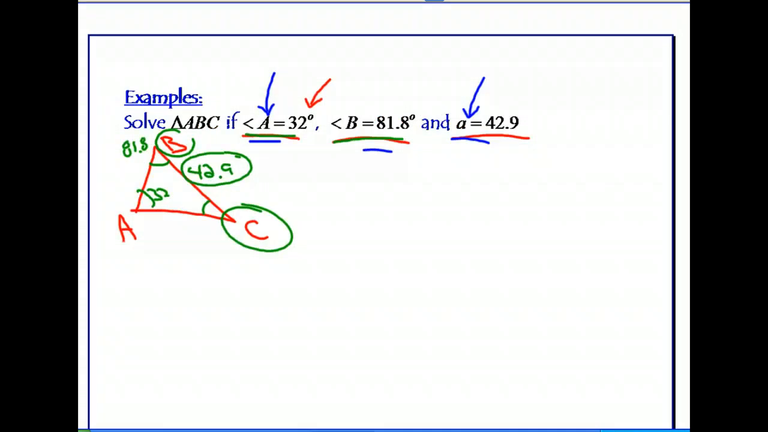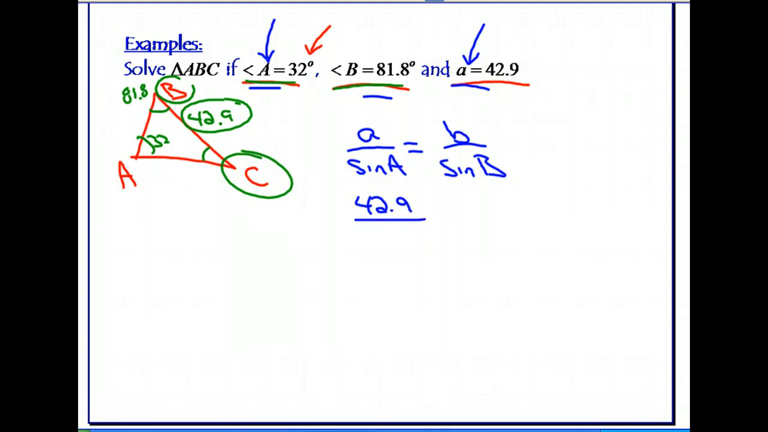And so I'm going to go with just side A over the sine of angle A equals side B over the sine of angle B. And I know side A is 42.9, I can sub that in. I know angle A is 32, so it's the sine of 32. Side B I do not know. And then angle B, sine of 81.8. Look at that, it's a proportion. Proportions are not difficult to solve. How do we solve them? We cross multiply.